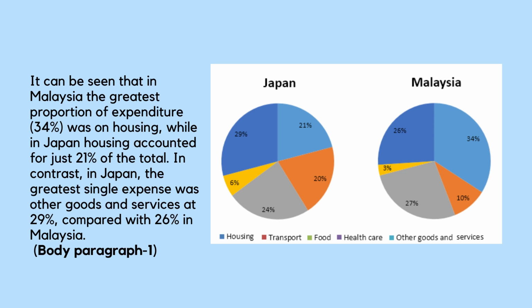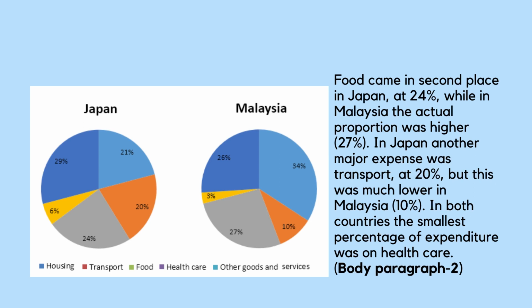In this body paragraph, you can see that in first line we have compared the data of Malaysia and Japan for housing. In the second line, you can see that the data of Japan is higher for goods and services as compared to Malaysia. And I have connected the information by using the linker in contrast and while. Now let us see the body paragraph number 2.